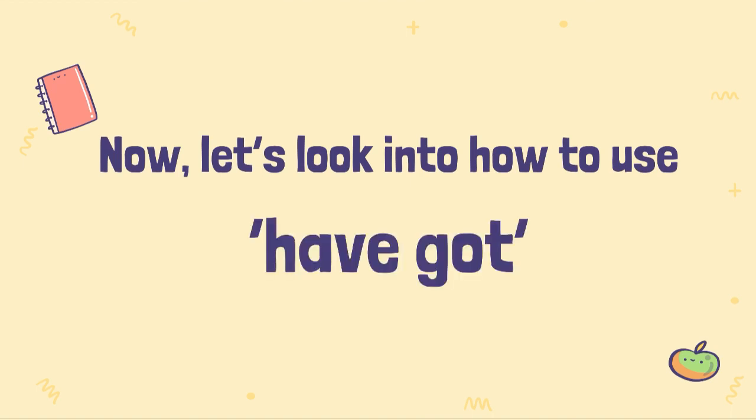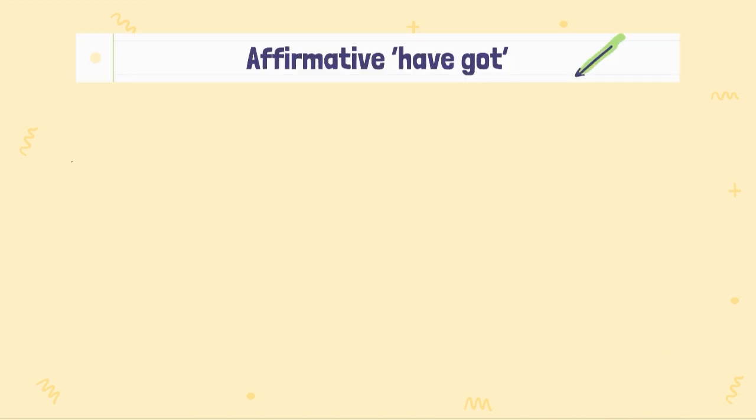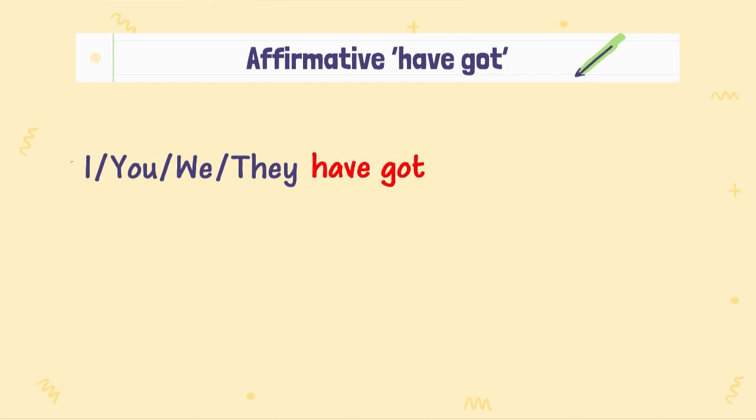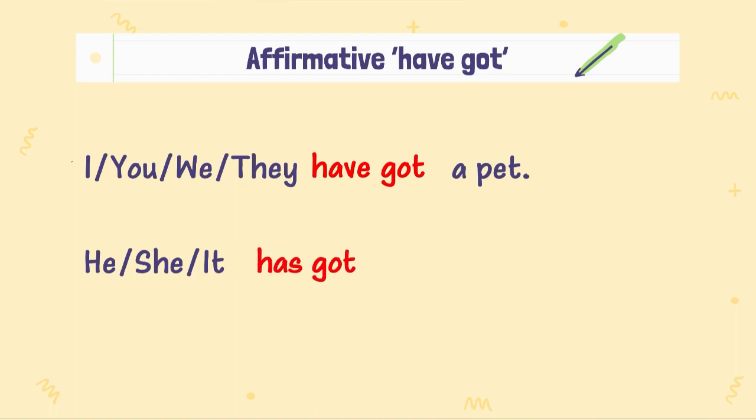Now let's look into how to use different forms of have got. The first one is affirmative have got. For these subjects, I, you, we, and they, we use have got. Have got a pet. I have got a pet. You have got a pet. We have got a pet. They have got a pet. Now for these subjects, he, she, it, we use has got. Basically, for singular subjects, we use has got. Has got a pet. Alright?